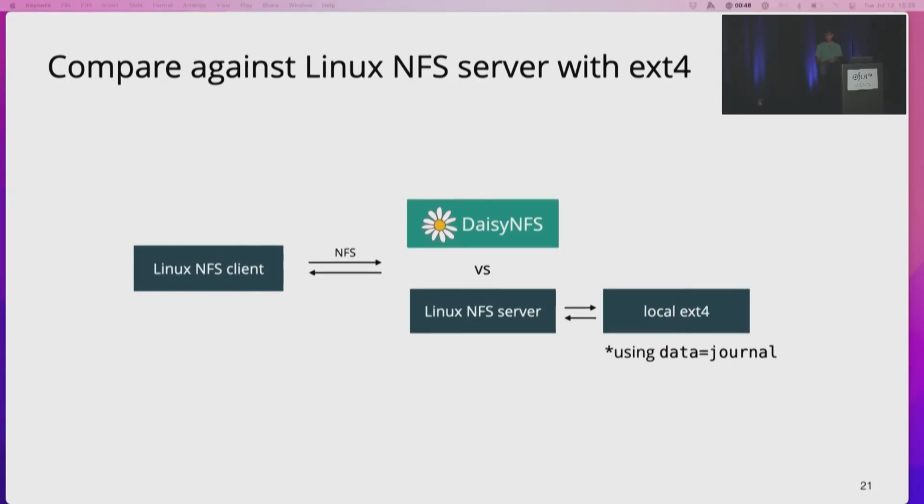So next I want to talk about performance. We evaluate the performance of DaisyNFS by comparing against the Linux NFS server. These two file systems are a bit different. DaisyNFS operates directly on top of a disk, whereas the Linux NFS server just exports an existing local file system. For that file system, we plug in ext4. We run ext4 in the non-default data=journal mode so that both file systems have comparable crash safety guarantees. But the paper also has results for ext4 in its default data=ordered mode.